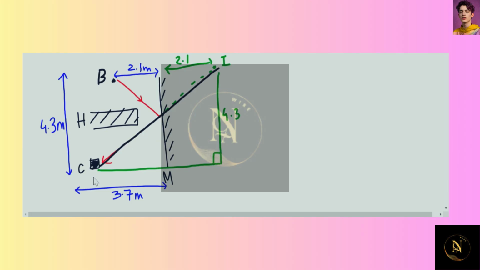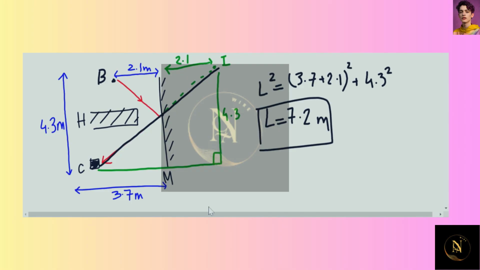Moving forward, we can see that this length shown in black is actually the length at which the focus should be set. So we can call this length L, and because this forms a right angle triangle, we can use Pythagoras theorem and write L squared equals the sum of the squares of the two sides of the triangle. The first side is going to be equal to 3.7 plus 2.1, squared, and the second one is going to be equal to 4.3 squared. And when you solve for L, you get 7.2 meters, which should be the focus of your camera.